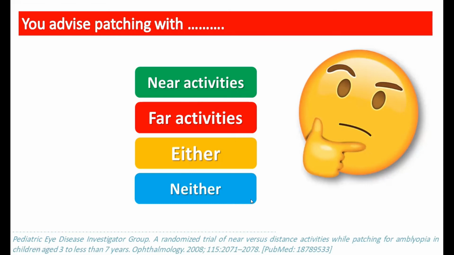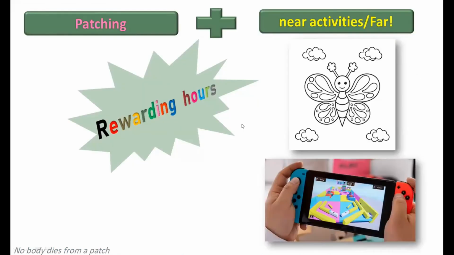But in the earlier studies, they advise near activities only. So in my practice, I use near activities as a reward, because in the era of video games and mobile phone games, every child likes this. So you patch and you do some artwork or drawing or doing your homework or playing a game. Generally, we are trying to decrease the number of hours spent on phones, but as a reward, you can give the child your mobile phone to play during patching.